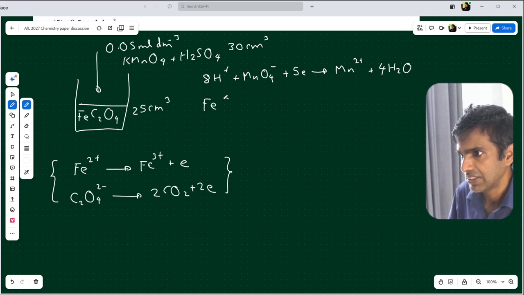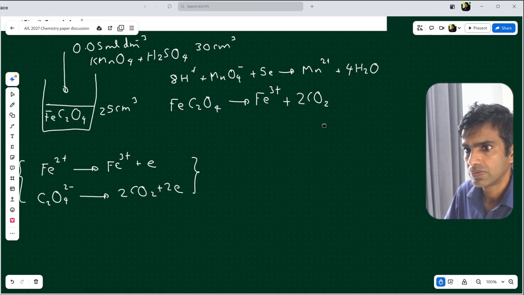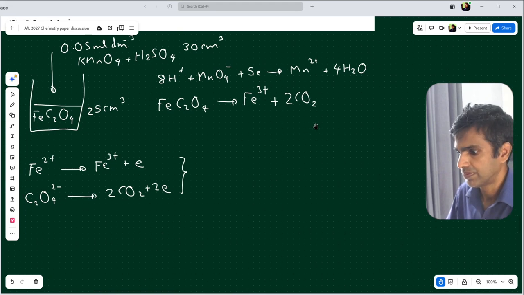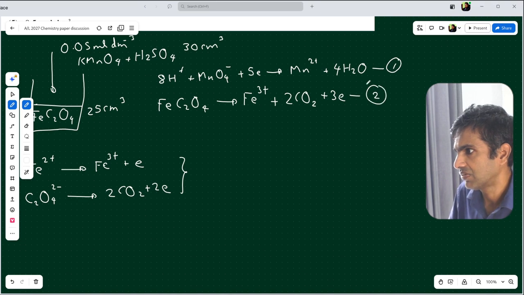Then ferrous oxalate, one ferric ion, 2 carbon dioxide molecules, and 3 electrons. So this is the reduction half reaction, this is the oxidation half reaction. Check whether these two reactions are correct in your rough sheet.